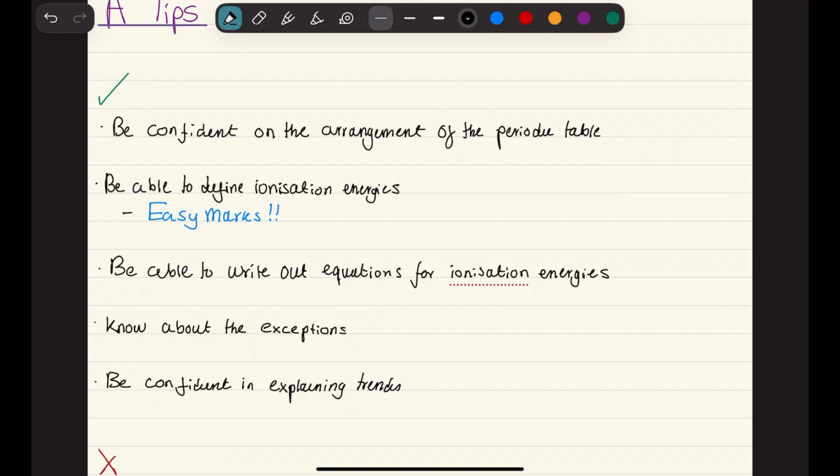Know the exceptions, right? So we said about group 3 and group 6 is where you have exceptions. Know those, be able to explain it, because those are what the examiner really likes to ask. And then when you're talking about explaining trends, another question that examiners really like to ask. So know about trends in ionization energy along a group and across a period.